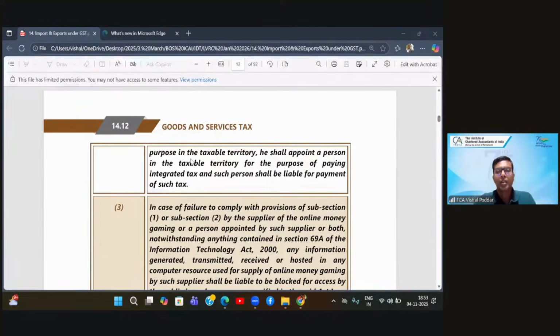No, but Agita, even in case of online money gaming, where the recipient is registered, still reverse charge will not apply. I'll tell you why. Because the reverse charge applies only to import of service. I explained this at the start. And if you remember, online money gaming is now categorized or classified as a specified actionable claim, and actionable claims are all supply of goods. So indirectly, online money gaming becomes goods, and for import of goods, there is no RCM. So even here, if the recipient would have been registered, the liability remains on the supplier.